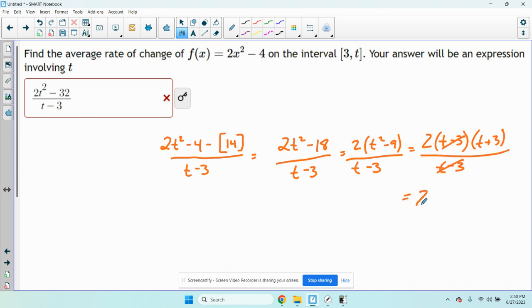Those cross out. So this is equal to 2 times t plus 3.